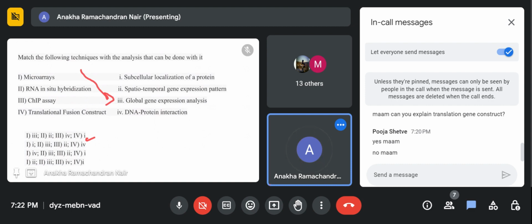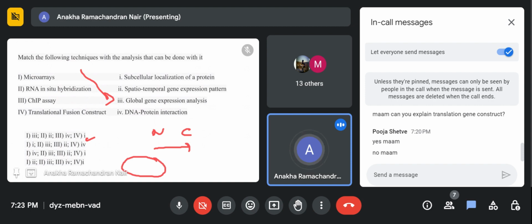So global gene expression means all the genes that are being actively translated or transcribed, okay, in different sorts of cells. So if you have normal cells and cancer cells, using microarrays you can figure out what is the difference between the genes that are being transcribed or translated in both of them. So you can figure out what are the genes responsible for the condition where the normal cells are turning into cancer cells.